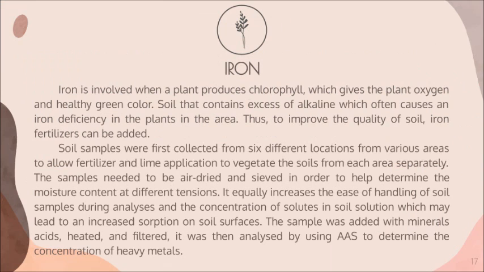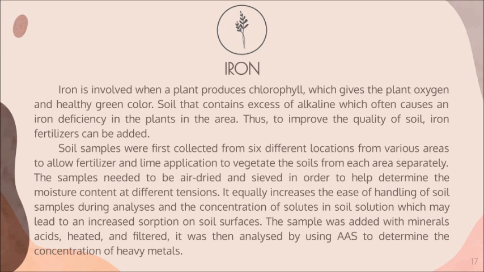Iron is involved when a plant produces chlorophyll, which gives the plant oxygen and healthy green color. Soil that contains excess alkaline often causes an iron deficiency in the plants in the area. Thus, to improve the quality of the soil, iron fertilizers can be added. Soil samples were first collected from 6 different locations from various areas to allow fertilizer and lime application to vegetate the soil from each area separately.